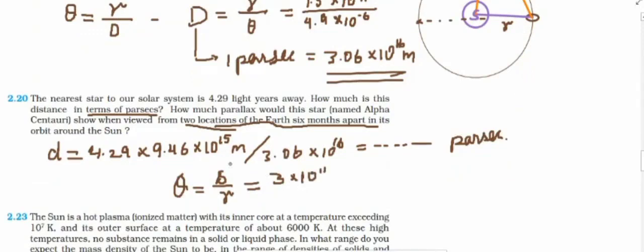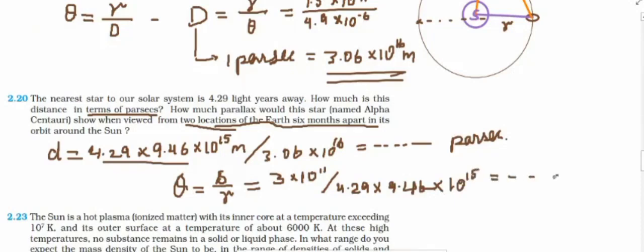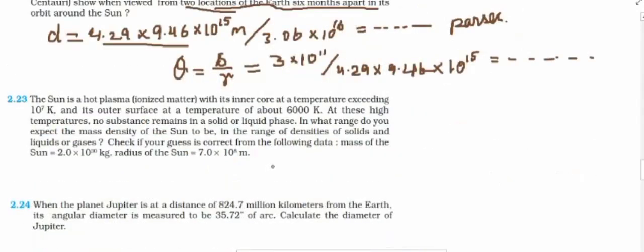Then the distance in meter we have to substitute. The distance we know in meter, here it is 4.29 into 9.46 into 10 power 15. So simplify, you'll get the answer. Now question 21 and 22 you can leave.